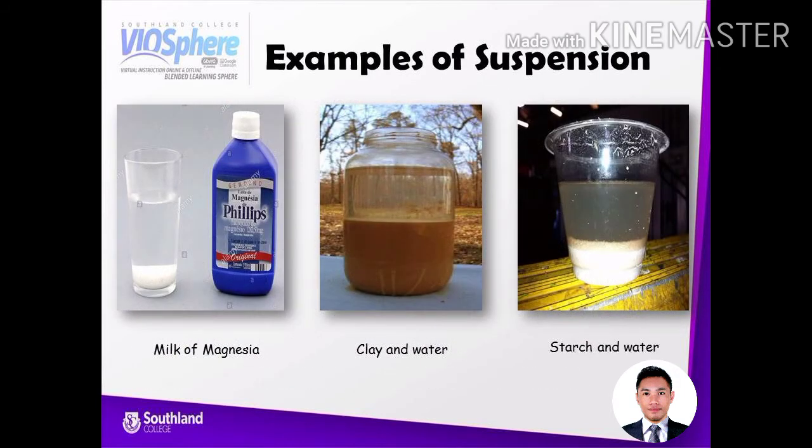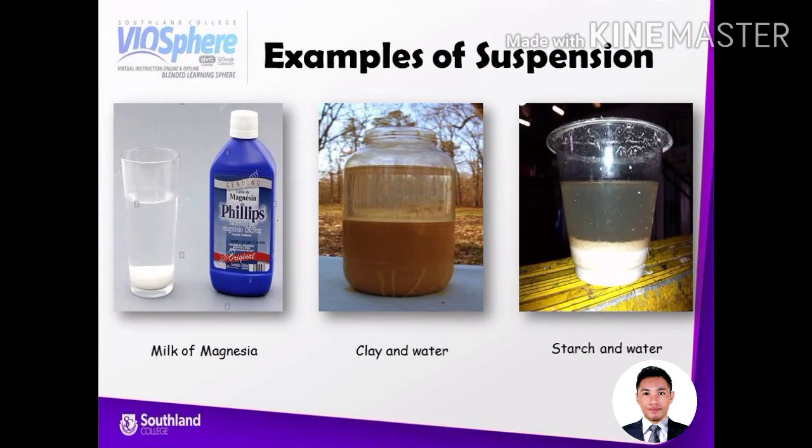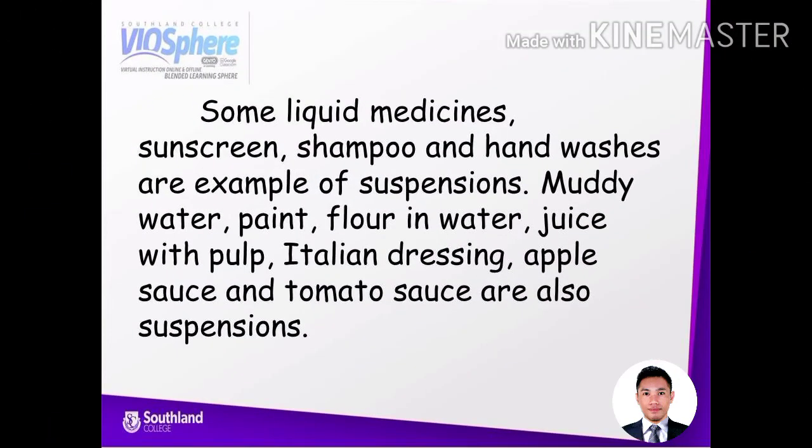Here are examples of suspension. First, milk of magnesia. Second, clay and water. Third, starch and water. Some liquid medicines, sunscreen, shampoo, and hand washes are examples of suspension. Muddy water, paint, flour in water, juice with pulp, Italian dressing, applesauce, and tomato sauce are also suspensions.